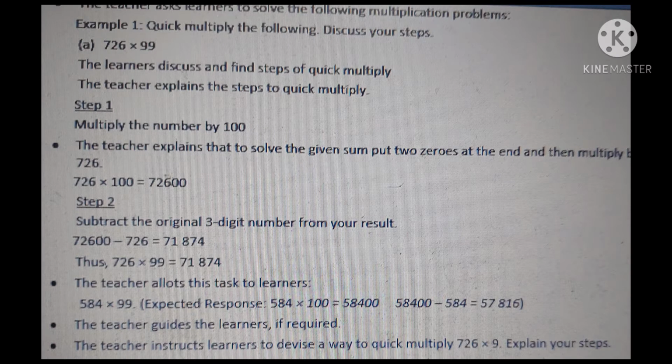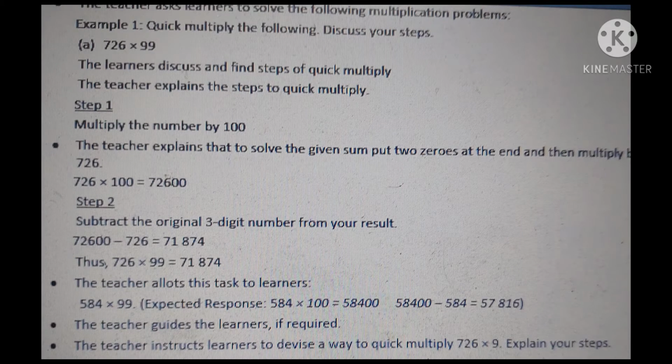Now, the procedure should not exceed more than 30 minutes. Keep that in mind. It should vary from 25 to 30 minutes. Now, in procedure, the teacher asks learners to solve the following multiplication problems in their notebooks. The teacher writes on the board example 1. Quick multiply the following. A. 726 multiplied by 99. The learners discuss among themselves and they find out steps of quick multiply.